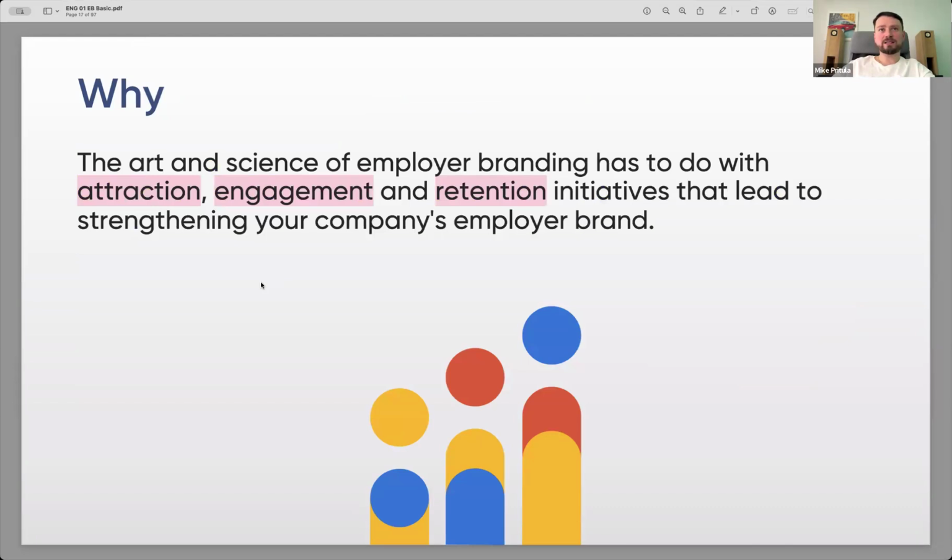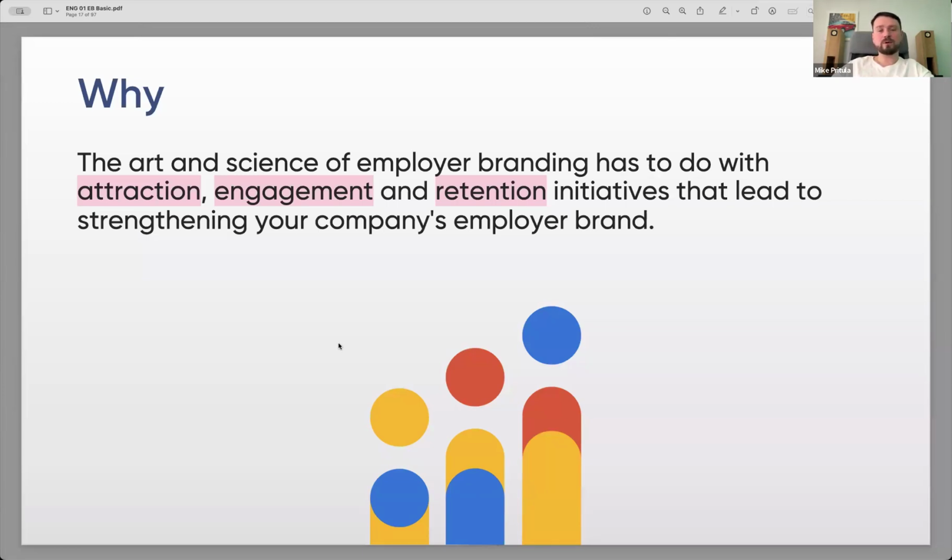The art and science of employer brand has to do with attraction, engagement, and retention initiatives that lead to strengthening your company's employer brand. So usually we think employer brand is just a part of employee attraction or talent acquisition. But it's not just about attraction, it's also about engagement and retention, because if you have a very strong employer brand, your employees want to come to work.